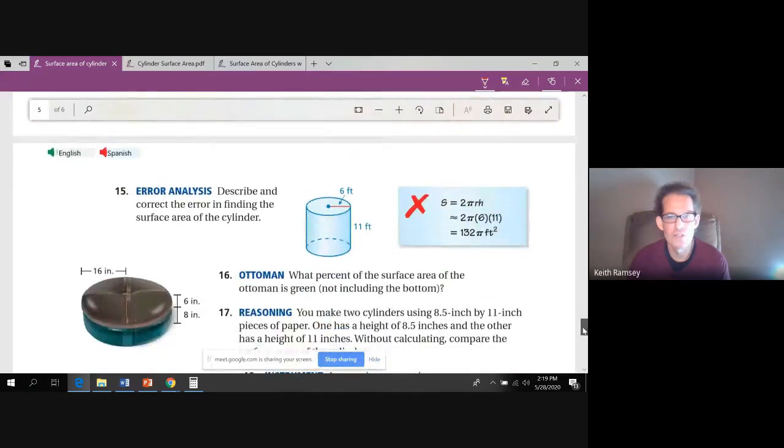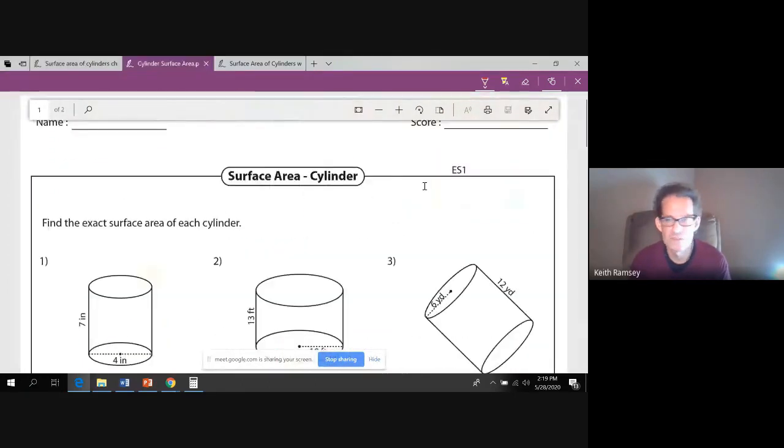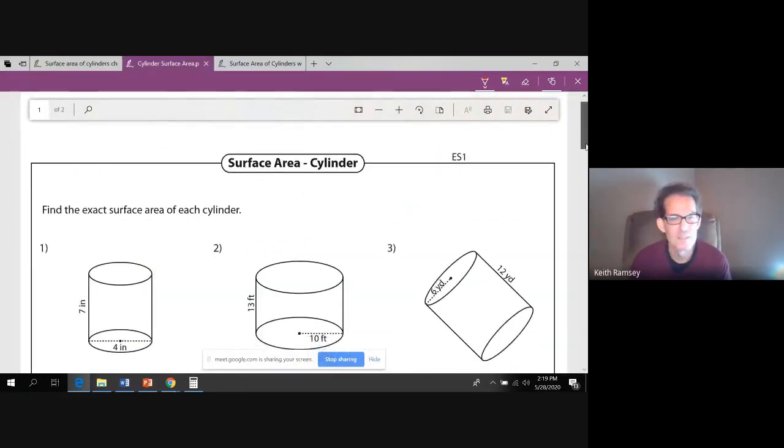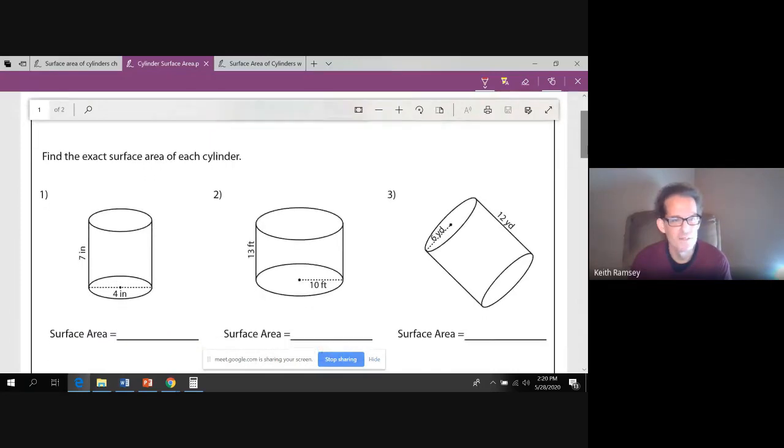Okay. Let's take a look at some more samples here. It's a little bit easier to look at. It's just black and white. Be careful on these next 3 questions. Again, this is the diameter. You don't want that. You want the radius. So half of 4 would be a radius of 2. Okay? For number 2, they give you the radius. For number 3, they give you the radius. Take a minute. Try questions 1, 2, and 3. And if you need help, just let me know.